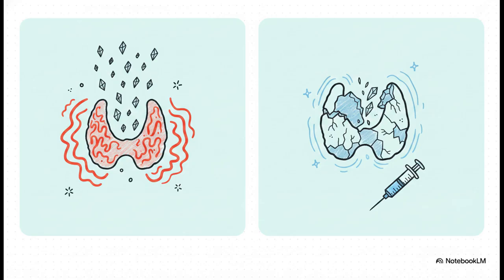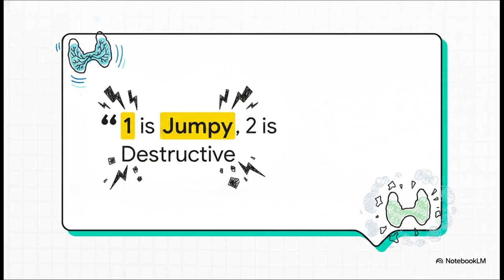Type 2, on the other hand, is a direct, destructive thyroiditis. The drug itself is toxic to the follicles, and because it's destructive, Doppler flow is decreased. You treat this inflammatory destruction with glucocorticoids. To cement this into your brain forever, just remember this simple rule. 1 is jumpy, 2 is destructive. Type 1 is jumpy. It's overactive Jod-Basedow with increased vascularity. Type 2 is destructive. It's a toxic thyroiditis with decreased vascularity requiring steroids.